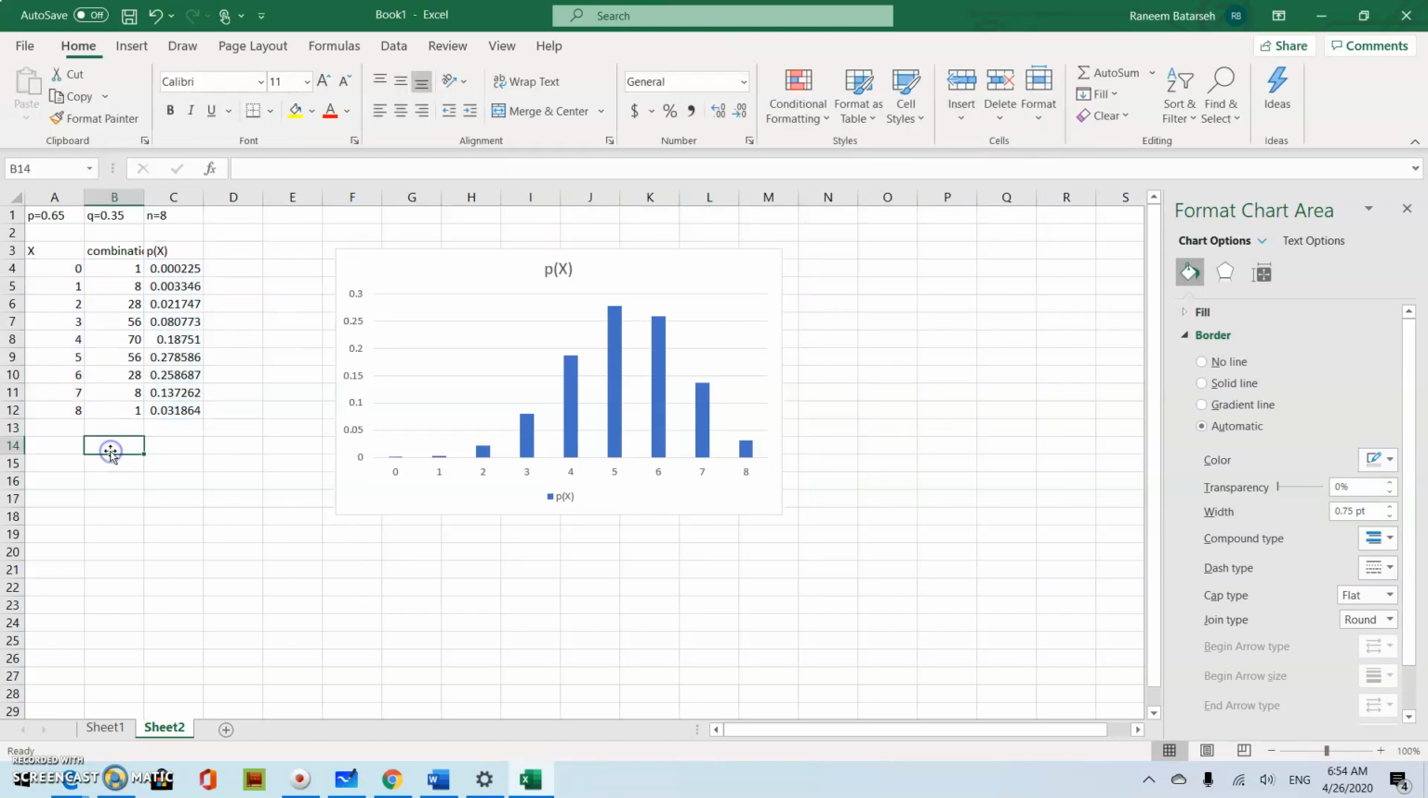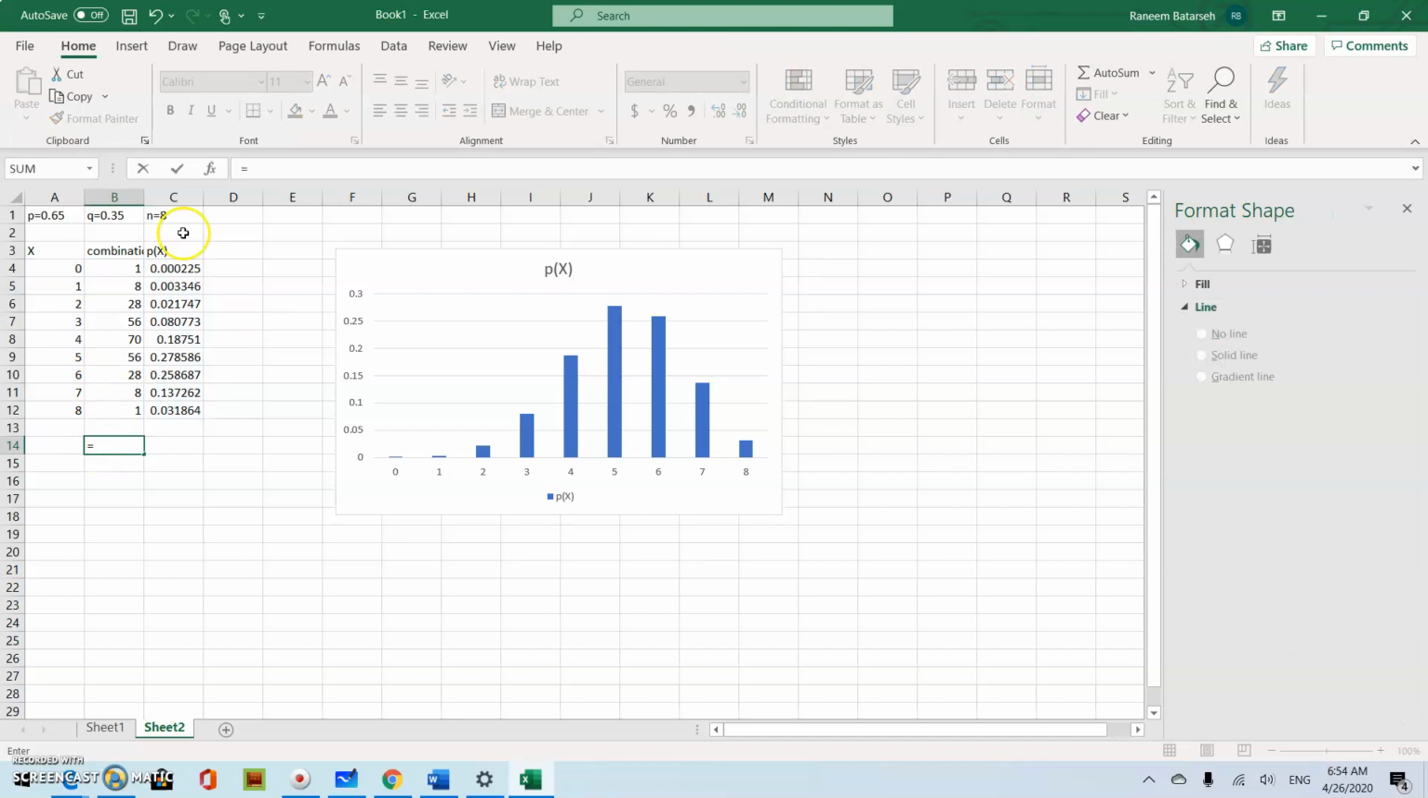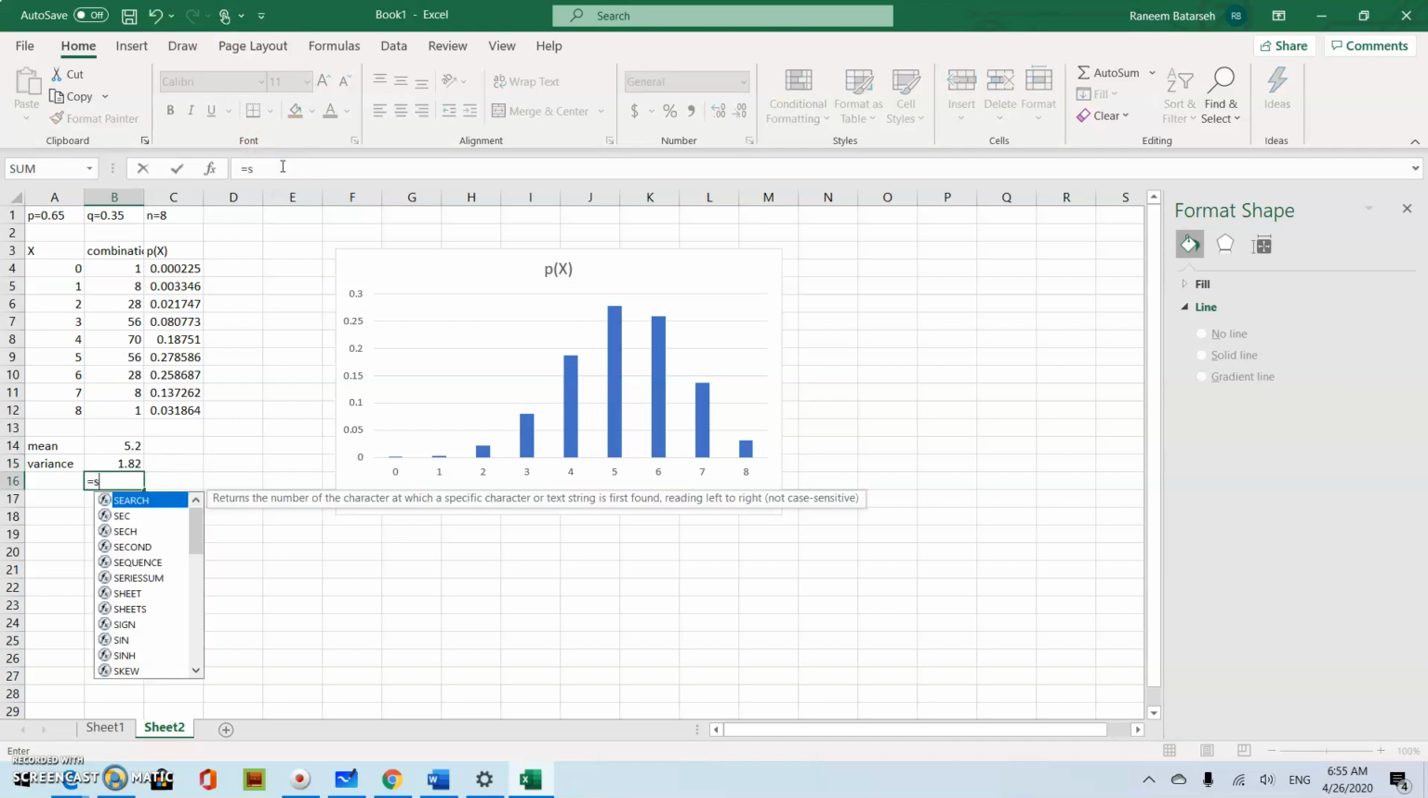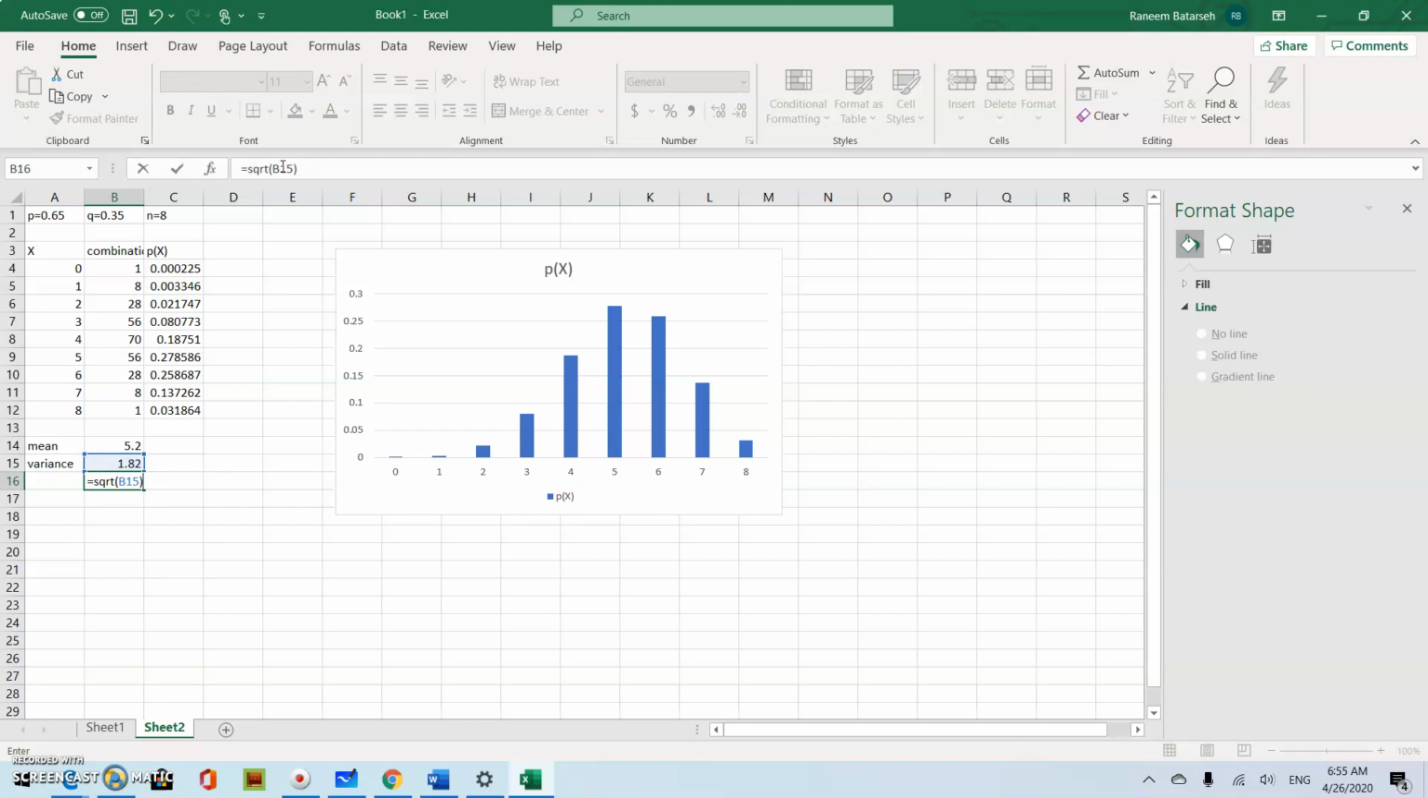We need to find the mean. So it's 8 times 0.65. Last time I showed you how to find expected value by doing it directly, but because this is binomial, you can just use the formula, which is np. So this is the mean, and then the variance would be npq, so 8 times 0.65 times 0.35. And then standard deviation would be the square root of this. So that's it for 23.